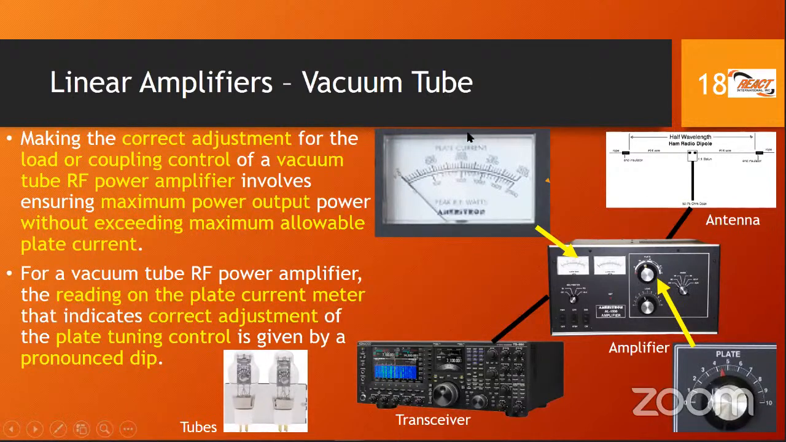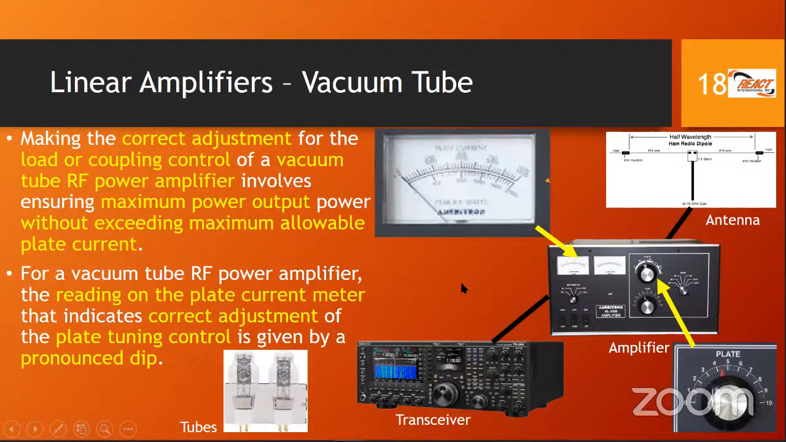And on our amplifiers, we tend to have a gauge. Notice our gauge here. It says plate current. Not sure if anyone can read it easily. There's a gauge that shows you what that plate current is, and we need to know that. The maximum transmit power of the amplifier, let's say it's 800 watts or 1,500 watts, but we need to make sure we do not exceed the maximum plate current, because if we do, we can damage our tube and we can damage our amplifier.